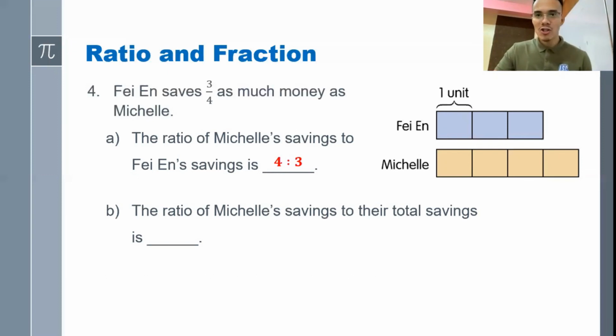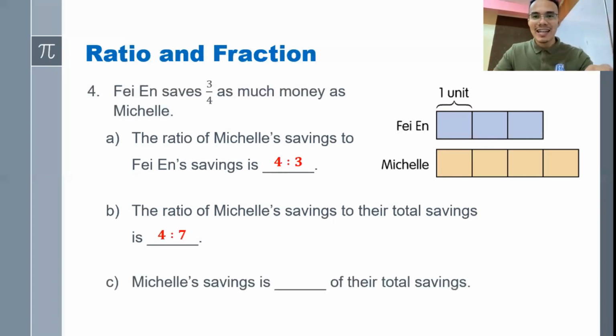Letter B, the ratio of Michelle's savings to their total savings is, Michelle has 4, the total has 7 units. So the ratio is 4 to 7. And letter C, Michelle's savings is blank of their total savings. So our answer for letter C should be a fraction because the blank is followed by the word of. Michelle has 4 units, so that should go on top. And the total has 7 units, that should go at the bottom. So the fraction is 4 over 7.